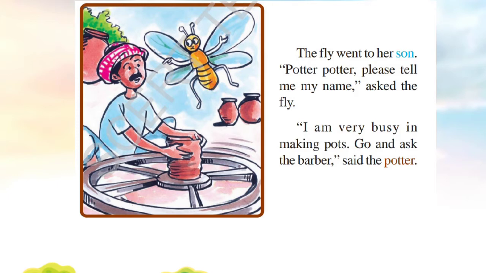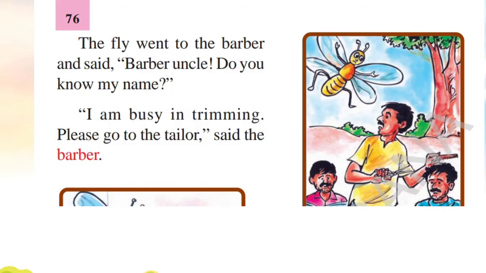The fly went to her son. Potter, please tell me my name, asked the fly. I am very busy in making pots. Go and ask the barber, said the potter. The fly went to the barber and said, Barber uncle, do you know my name? I am busy in trimming. Please go to the tailor, said the barber.